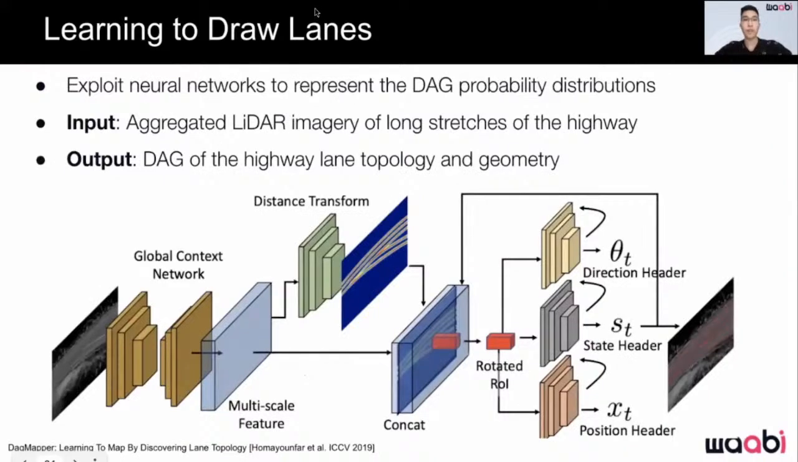Of course, we want to leverage the power of neural networks, so we use neural networks to estimate these probabilities. These probability distributions are complicated. As such, we use neural networks to approximate them and iteratively draw out the lane boundary polylines.